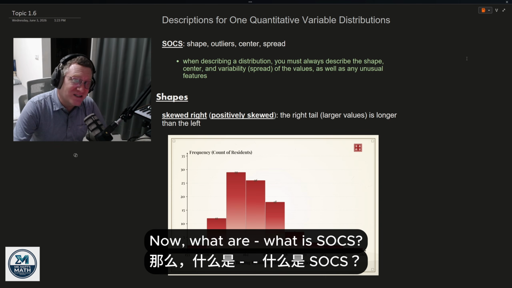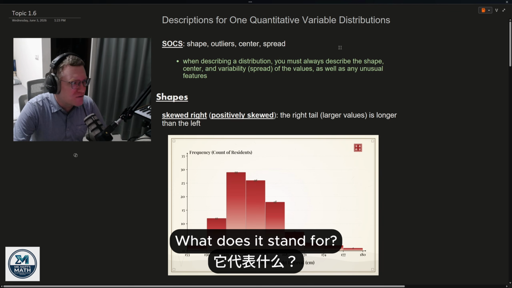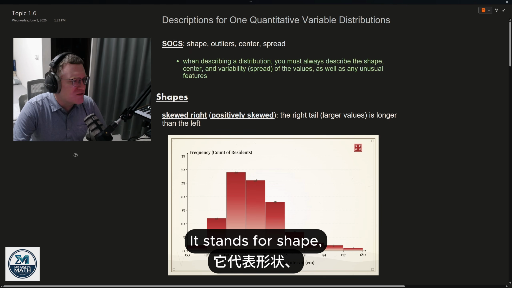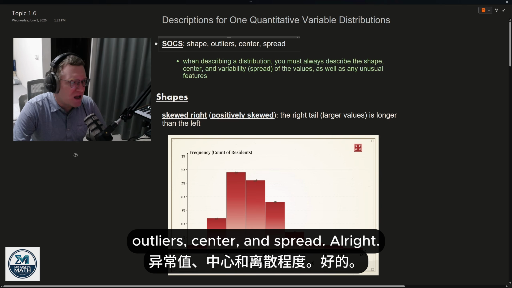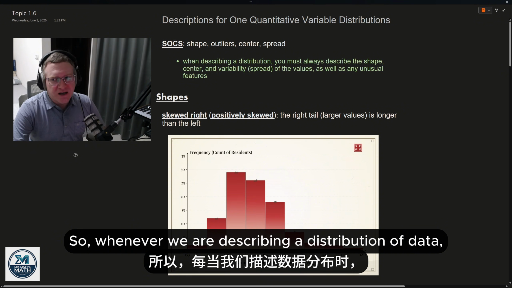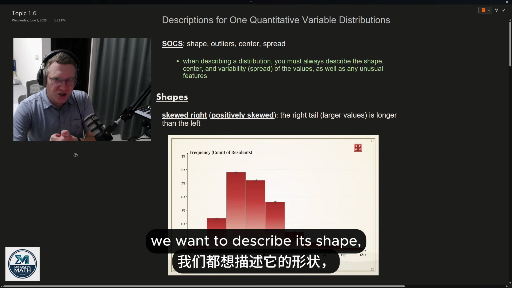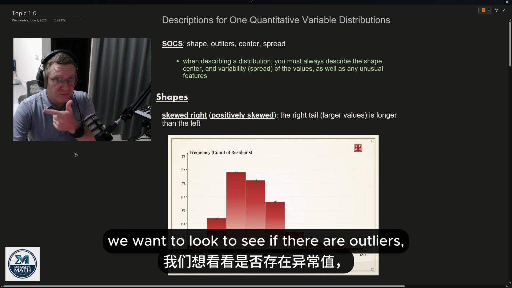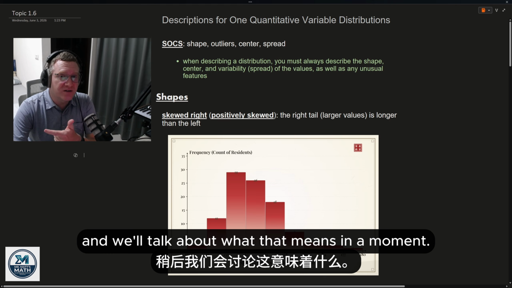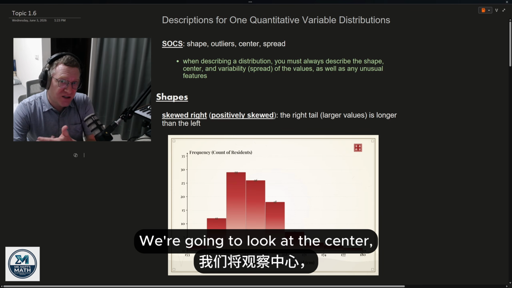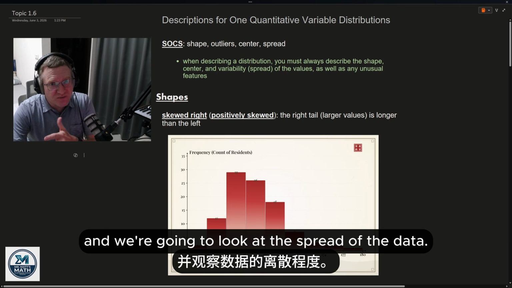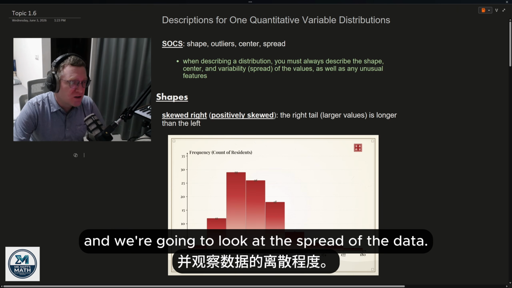Now, what is SOCS? What does it stand for? It stands for shape, outliers, center, and spread. Whenever we are describing a distribution of data, we want to describe its shape. We want to look to see if there are outliers, and we'll talk about what that means in a moment. We're going to look at the center, and we're going to look at the spread of the data.